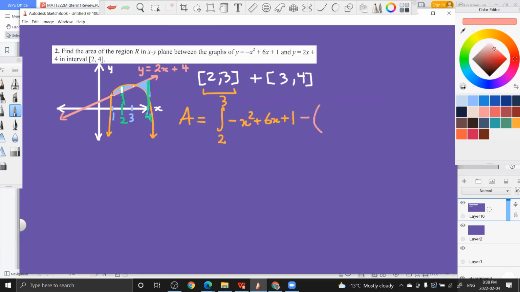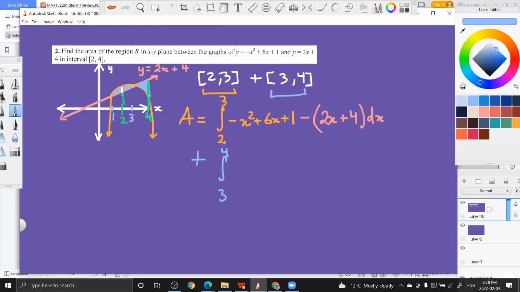The lower one is the red one. See this? So that's the lower function. That's going to be 2x plus 4 dx. And that's from 2 to 3. Now, how about from 3 to 4? So we have to add the two areas together. So we add, this is from 3 to 4.